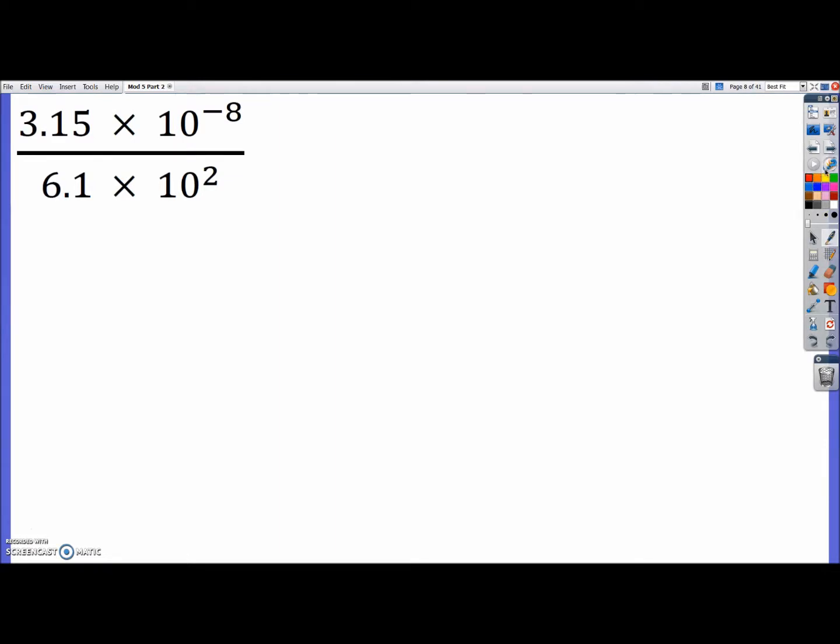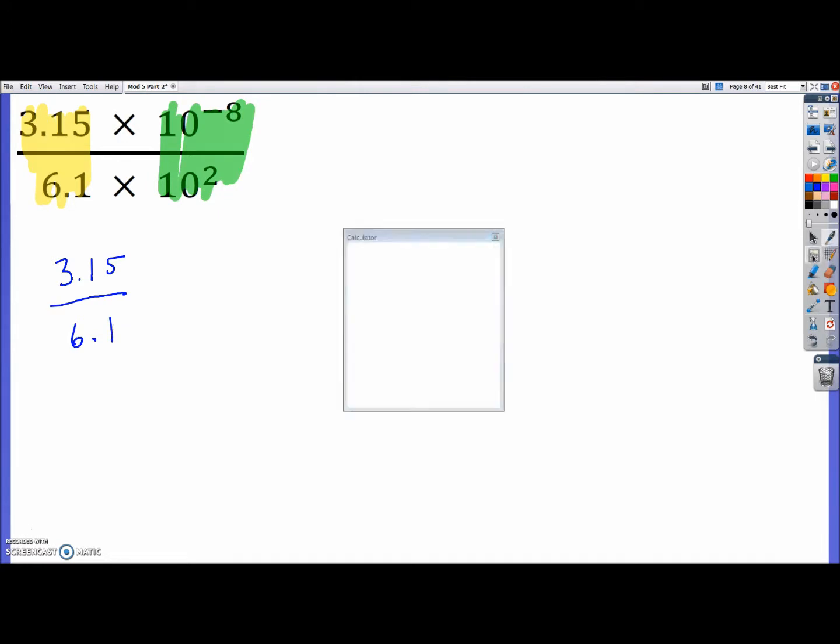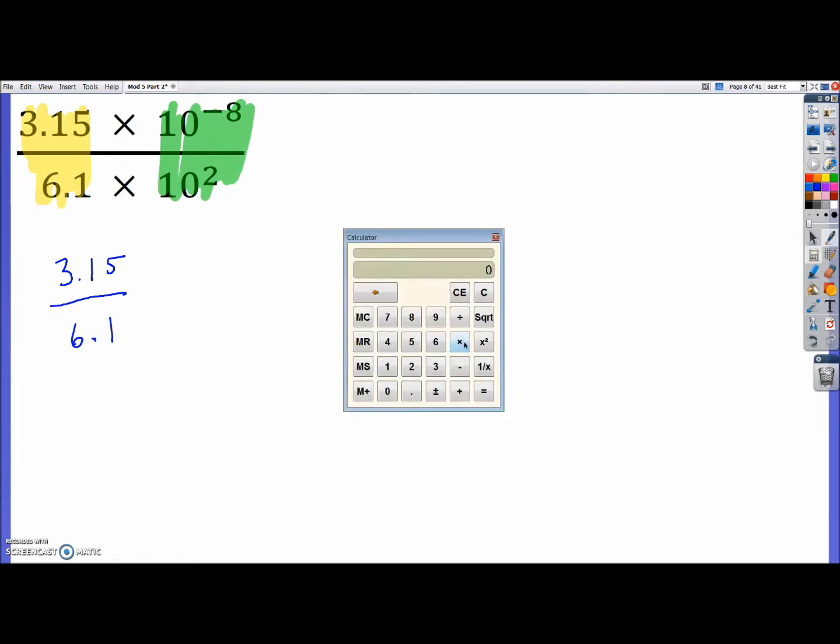I'm going to take one part where I am just looking at the numbers. This is going to be one part of the problem. The second part of the problem is when I'm just going to be looking at times the base 10s and their exponents. So what I want to focus on first is solving 3.15 all over 6.1. So all I'm going to do first is divide those two numbers.